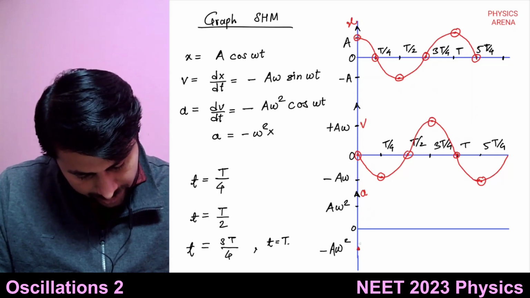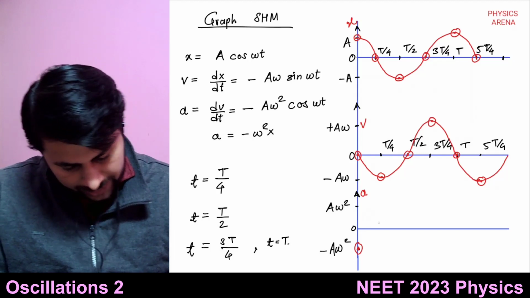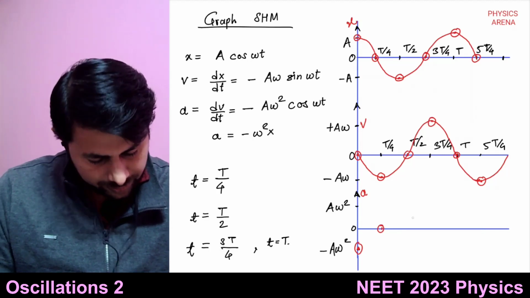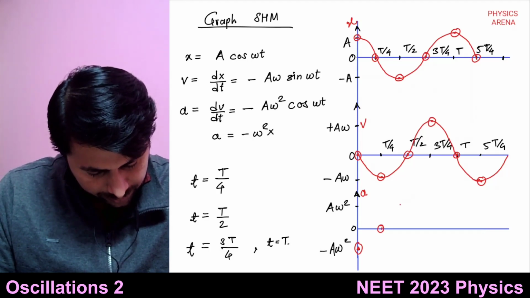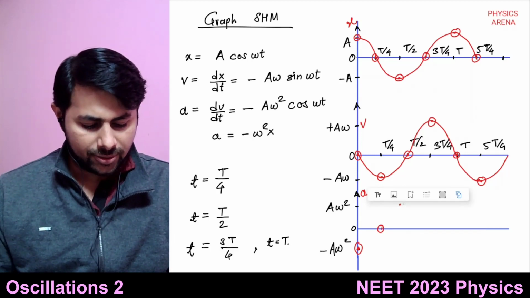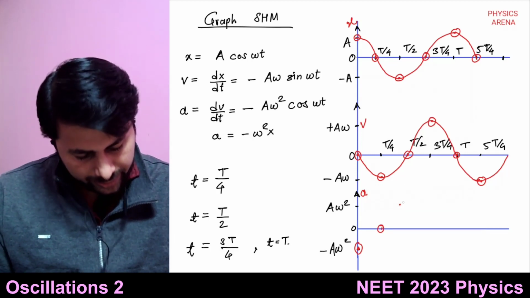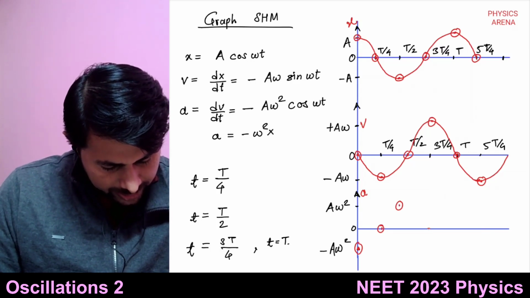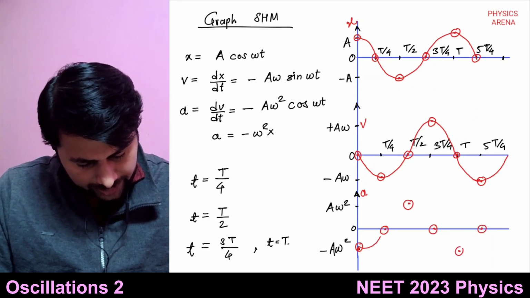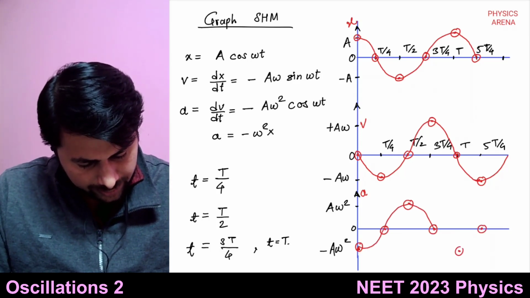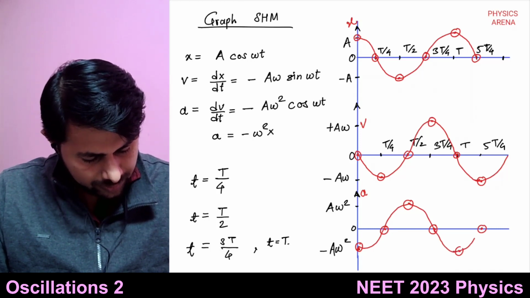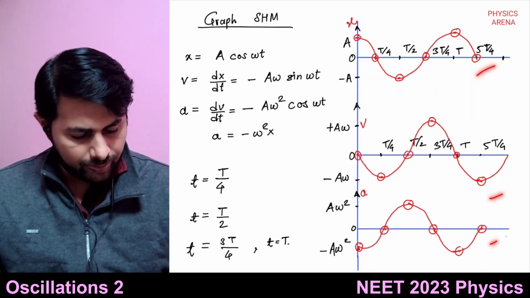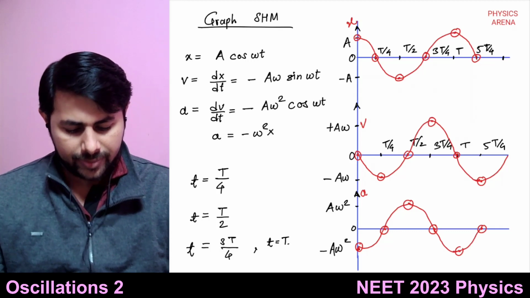Okay, so this is the first point. Then at t by 4, x is 0, so a will be 0. At t by 2, x is minus a, so this will be plus a omega square. Okay, so on and so forth. We can plot these points and we'll get a graph like this. Okay. So this is how we plot the graphs for linear SHM.